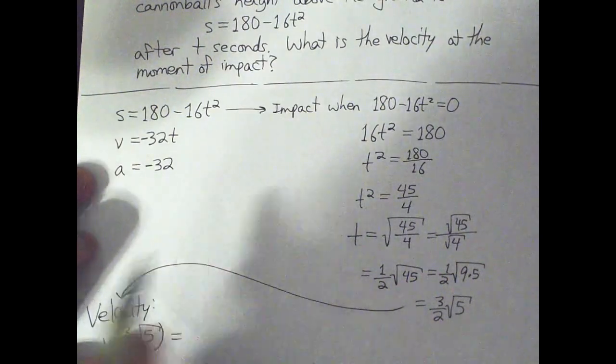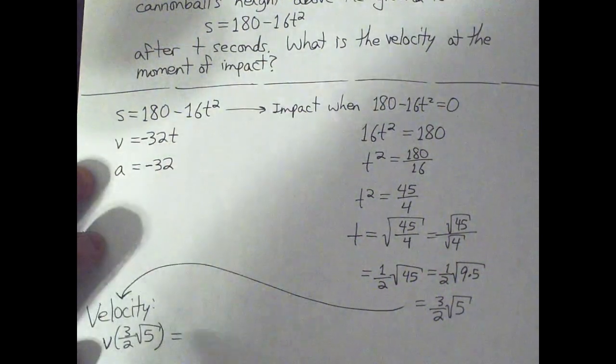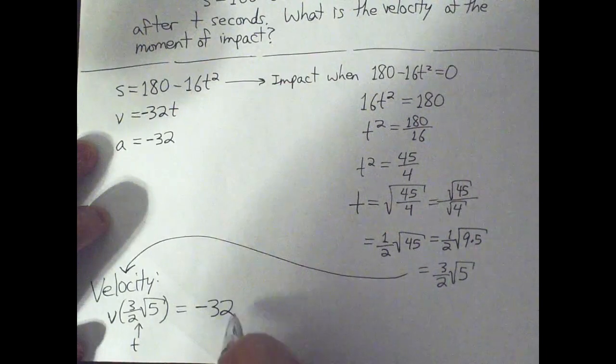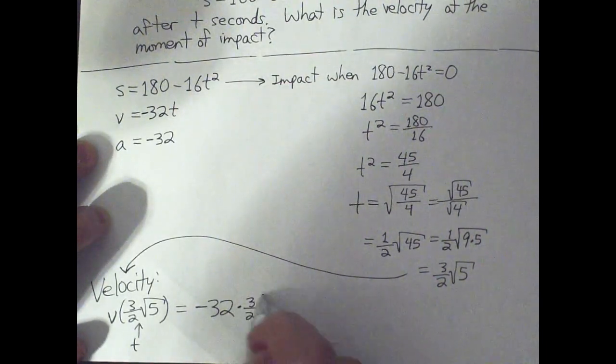So v is supposed to be negative 32t. This is the t value that we found. So we get negative 32 times 3 over 2 square root of 5.